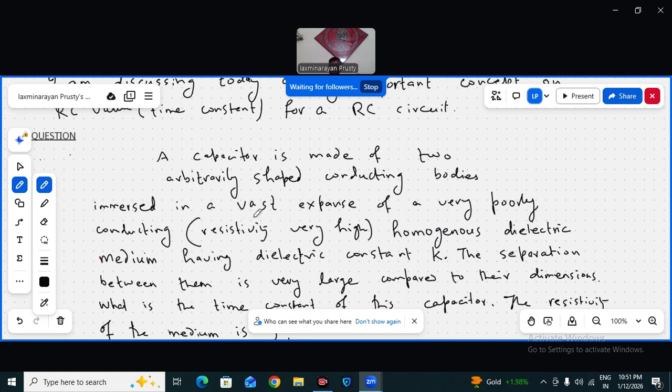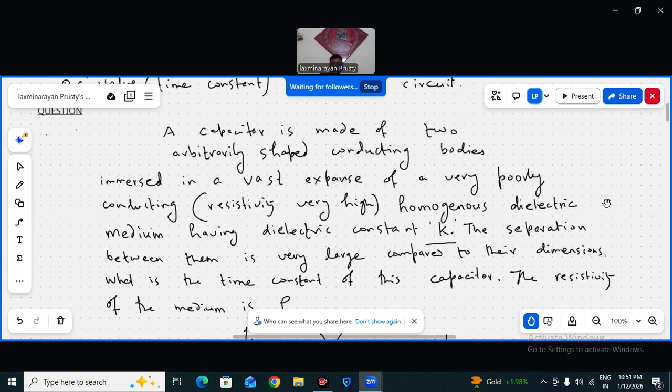This is very important also, note it. Vast expanse of a very poorly conducting medium. Poorly conducting means resistivity very high, not infinite, but very high. There is nothing where the resistivity is infinite. So, poorly conducting homogeneous dielectric medium having a dielectric constant K. The separation between them is large compared to their dimensions. What is the time constant of this capacitor?